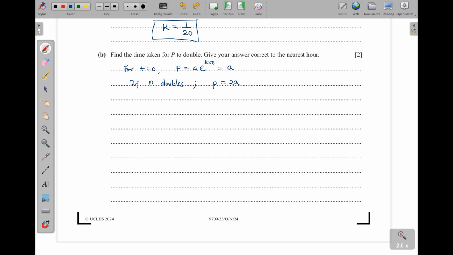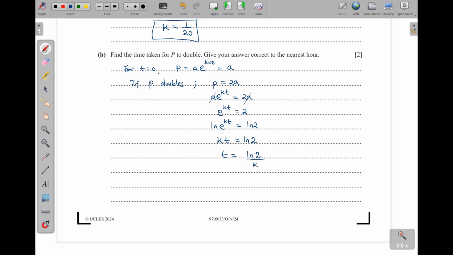Now, since p is a e power kt, then I will equate this one to 2a. In other words, I'm just substituting here. Our a is going to disappear. We are going to remain with e power kt, which is equal to 2. Now, we have to make t the subject of the formula, so we introduce natural logarithms on both sides of the equation. So this will be natural log of 2, and then this one will come down here. Then we shall have kt, which is equal to natural log of 2, and then t becomes natural log of 2, then divide by k.